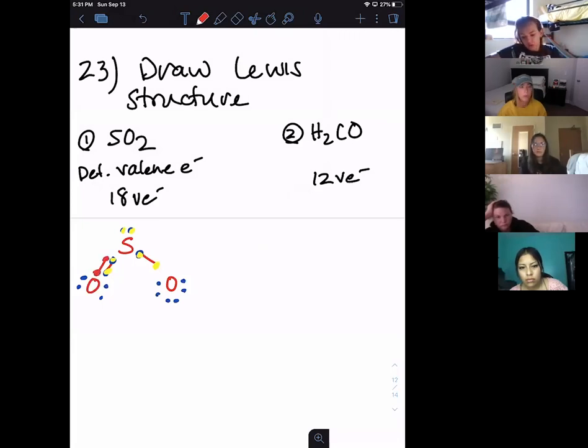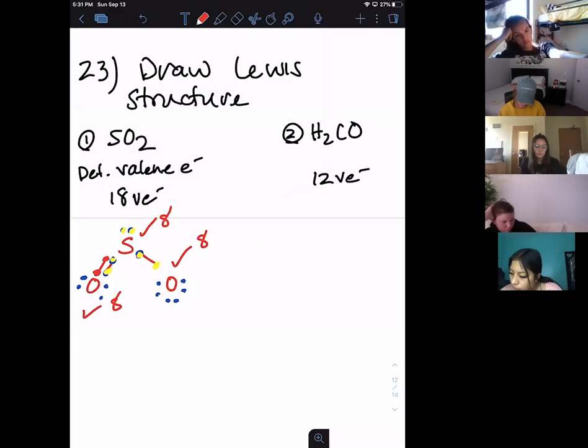Now let's look. 2, 4, 6, 8, 10, 12, 14, 16, 18. This oxygen is satiated by 8. This guy is now satiated by 8. And this guy is satiated by the octet rule, meaning 2, 4, 6, 8 electrons. Now, are we good with that? Everyone clear on how I did it?